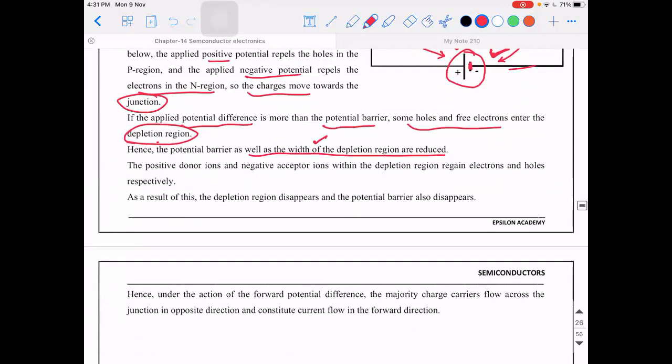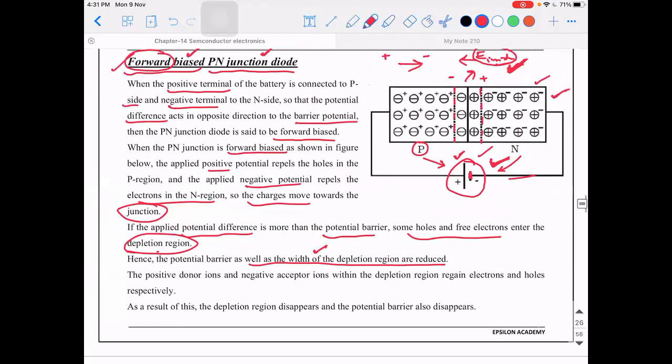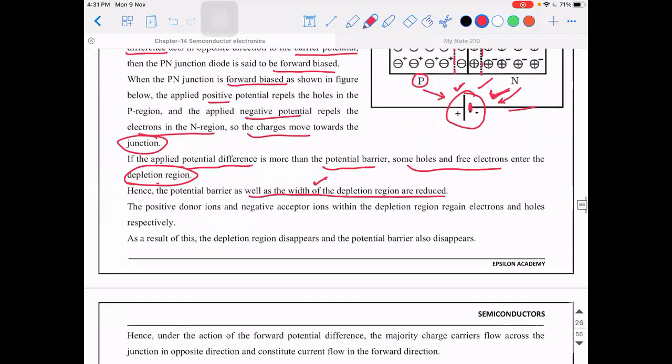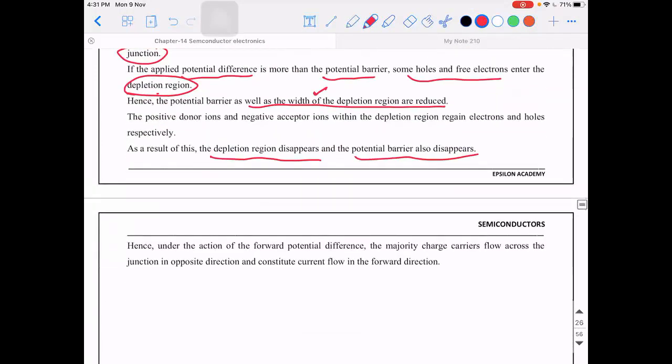So after some point, when you increase the potential greater than the potential of the barrier, and further increase it, the depletion region itself will disappear and the potential barrier also disappears. Hence, under the action of forward potential, the majority charge carriers flow across the junction in opposite direction and constitute current flow in the forward direction.